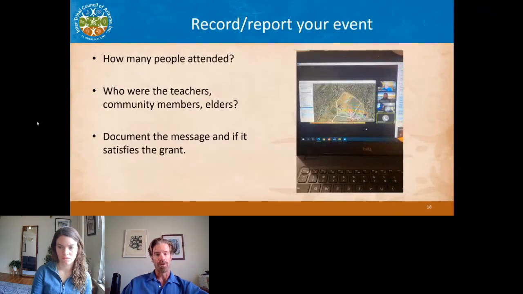So when we had the events, usually we're there, we take pictures, but we're taking pictures of our Zoom now. Who are the teachers? Who are the students that came online? Document as much as needed to satisfy the reporting requirements for the grant.